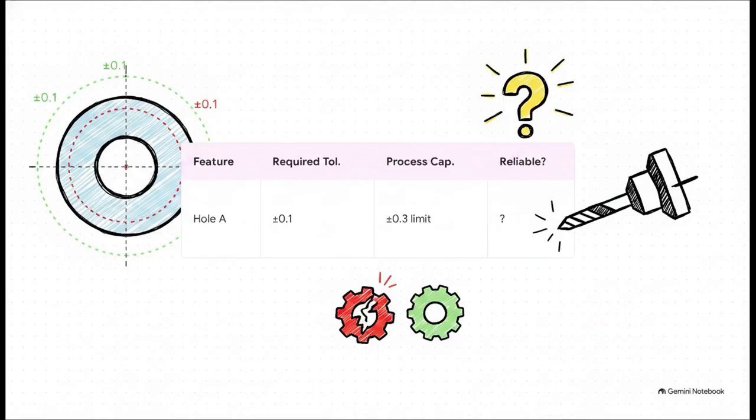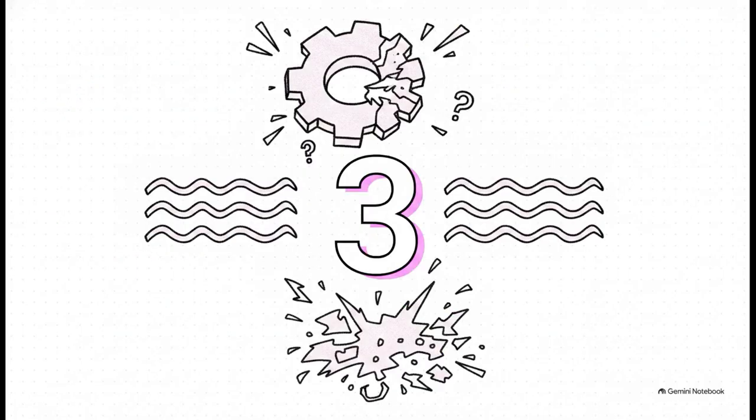Say we have a feature, hole A. Your required functional tolerance is plus or minus 0.1, but the process capability data, the Cpk from the actual shop floor, indicates the machine's natural limit is plus or minus 0.3. So can this machine reliably hold what you're asking it to do? The answer is obviously no, because your requirement is exactly 3 times tighter than the natural capability of that manufacturing process. You are literally demanding a level of precision that the machine physically cannot produce consistently without massive intervention, endless tweaking, and just terrifyingly high scrap rates.